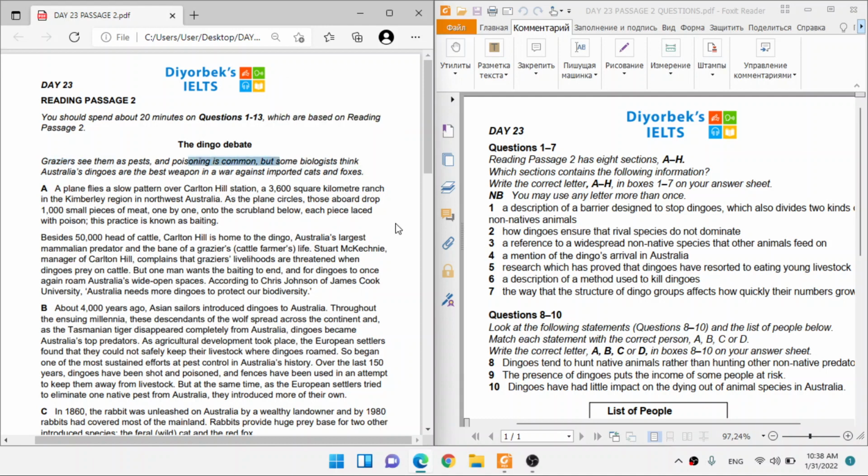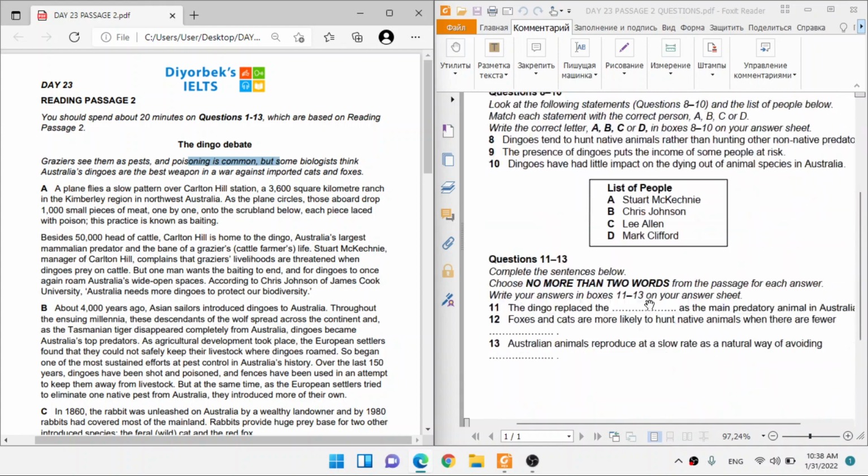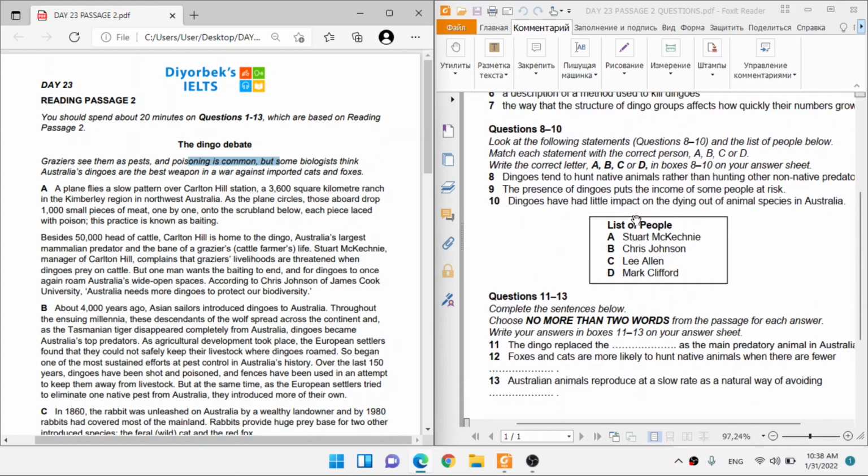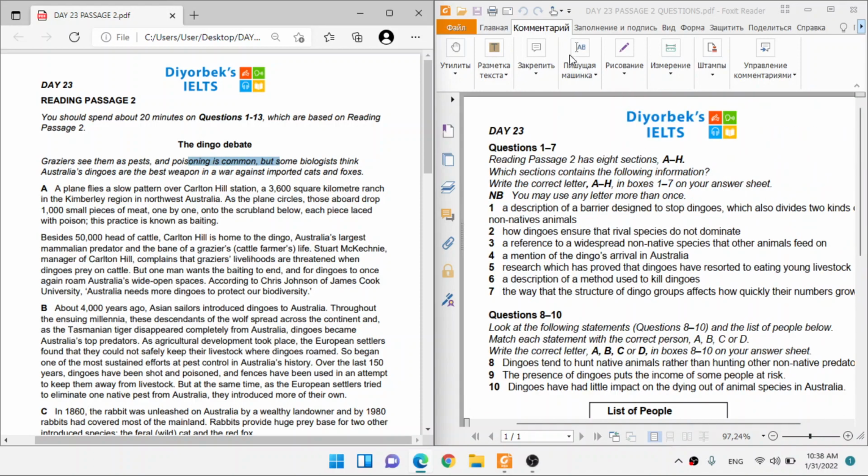All right. So this dingo debate, there's a debate going on, and then I have three types of questions which contain the following information: matching features and sentence completion. Obviously, these two are not in order, but the names are in order, and these are in order. From a test point of view, these are the things that you need to know.